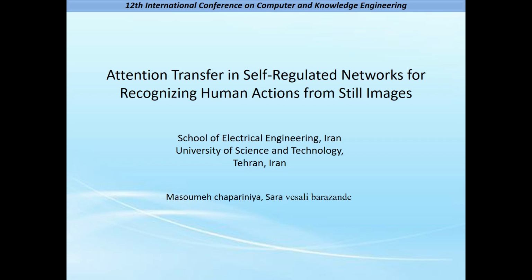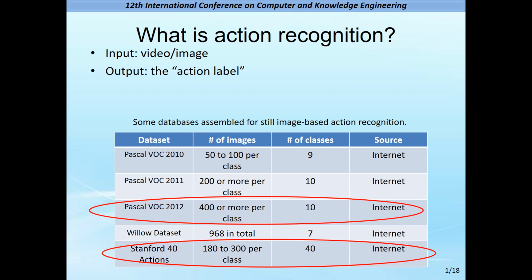The name of our article is Attention Transfer in Self-Regulated Networks for Recognizing Human Actions from a Still Image, and I'm gonna explain it. In recent decades, the recognition of human action in machine vision has attracted the attention of many researchers. This field aims to identify human actions from a video or image. So the input of action recognition task is image or video, and the output should be action label.